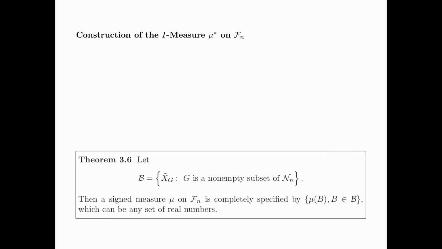We are now ready to construct the I-measure μ* on F_n. First, recall in Theorem 3.6 that a signed measure μ on F_n is completely specified by the values of μ on the unions. This set of numbers can be any set of real numbers. We define μ* by setting μ*(X̃_G) to be H(X_G) for all non-empty subsets G of the index set N.